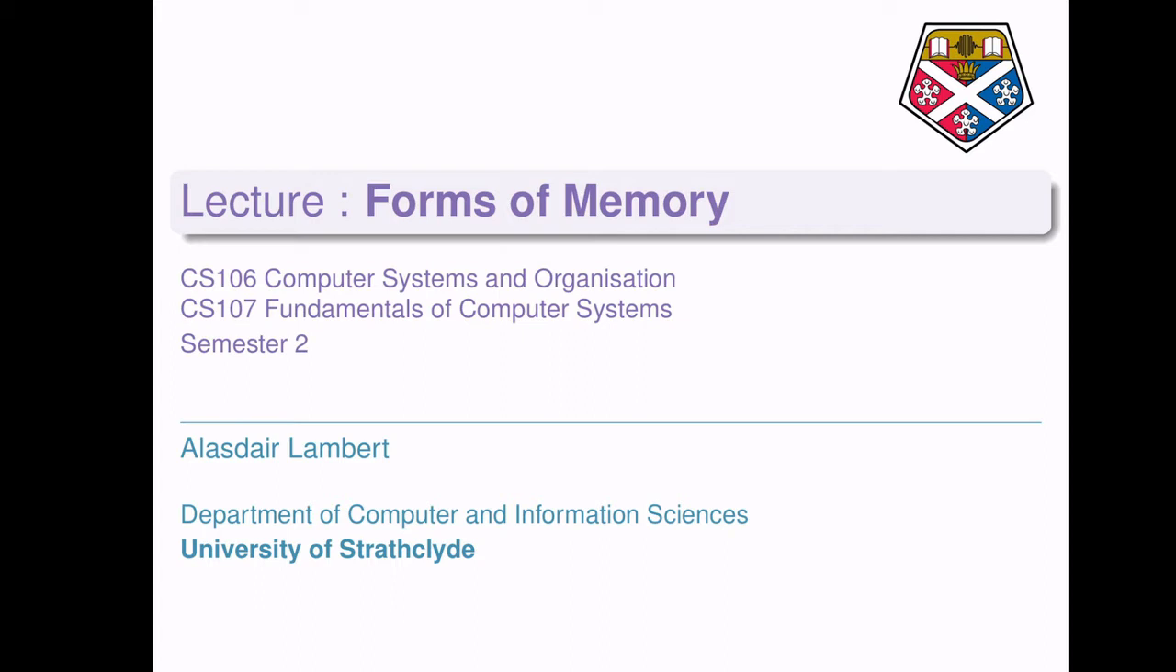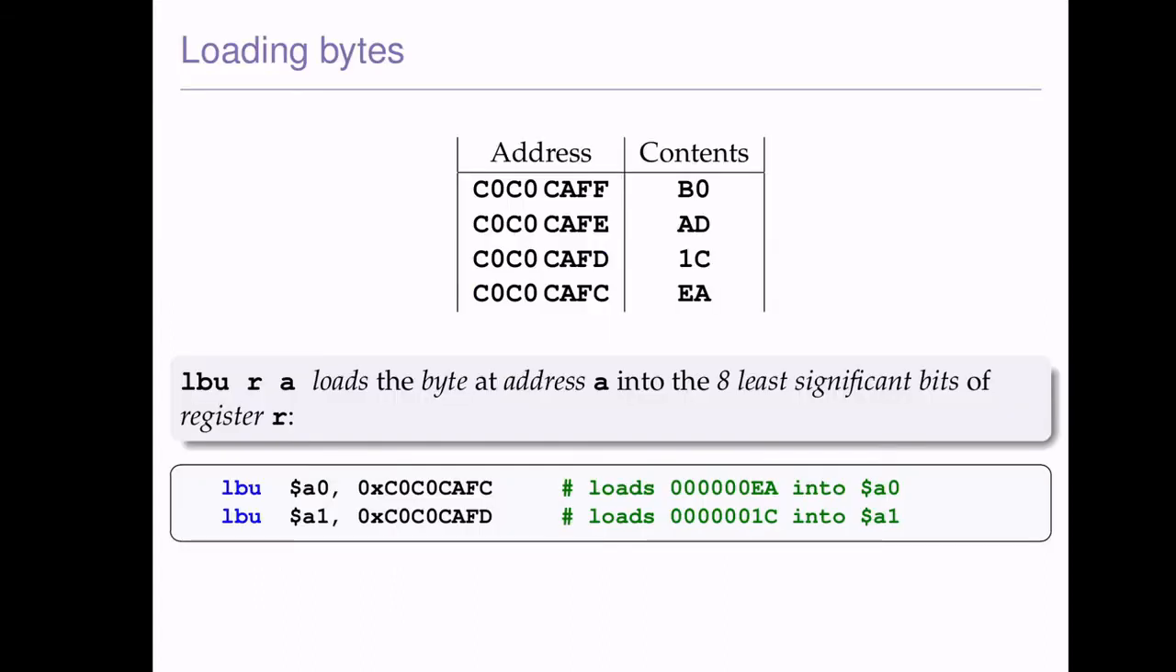So to start with, we know that every register stores a byte, and so it would make sense that we can access each of these bytes. Now that's what the LBU, load byte unsigned, does. It loads the byte at address A into the 8 least significant bits of register R. So for example, were we to load byte unsigned from CocoCaf C into A0, what we do is we go to CocoCaf C's address and we'd look at the contents, see that that's EA, and we would load EA into A0. Now because A0 expects a 32-bit word, we would have to extend it with zeros, and that's what load byte unsigned does. It uses zeros to extend it to fit the size of the register.